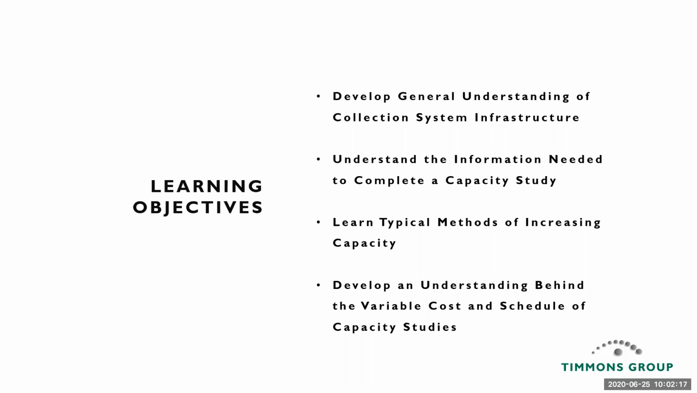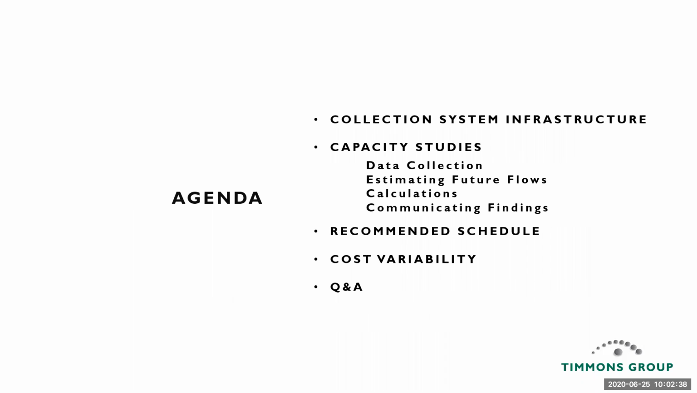Learning objectives for today, I think it's important that everyone have a general understanding of what collection system infrastructure looks like. We want to understand the information that we as engineers need to collect to complete a capacity study. We're going to learn a little bit about some typical methods of increasing capacity in a collection system, and then develop an understanding behind the variable cost and schedule for capacity studies. So to accomplish those goals, we're going to talk about obviously collection system infrastructure, the steps necessary in a capacity study, the recommended schedule for when in a project timeline to complete a capacity study, and again, cost variability.